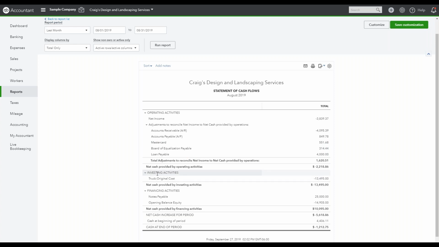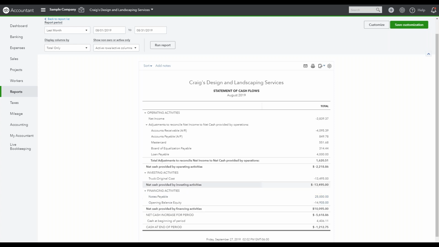The other side of this is investing activities. So maybe we were forking out a bunch of cash at that point in time to buy new equipment. So we bought a new truck this month, it looks like, for $13,000. And then financing activities. Where did we get any additional cash into the business? In this scenario here, we have a note payable that we financed, so that's an increase to cash because we took out a note, but we'll have to pay that cash back at a later date.